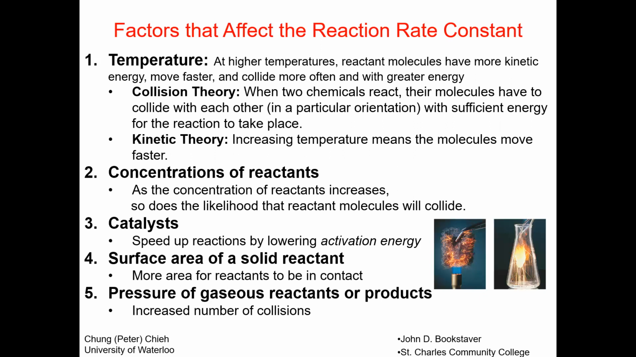And then the next one is the concentration of reactant. As the concentration of reactant increases, so does the likelihood that the reactant molecules will collide. So as the concentration of the reactant increases, it means that more molecules will collide to produce sufficient energy to form the products. And then the next one is the catalyst. Catalysts generally speed up the rate of a chemical reaction. How do they speed up the rate of the chemical reaction? By lowering the activation energy.